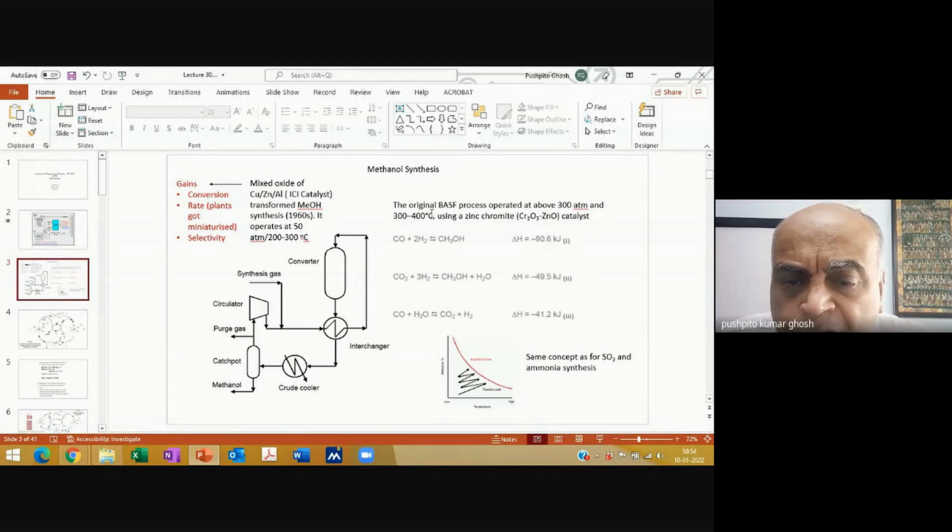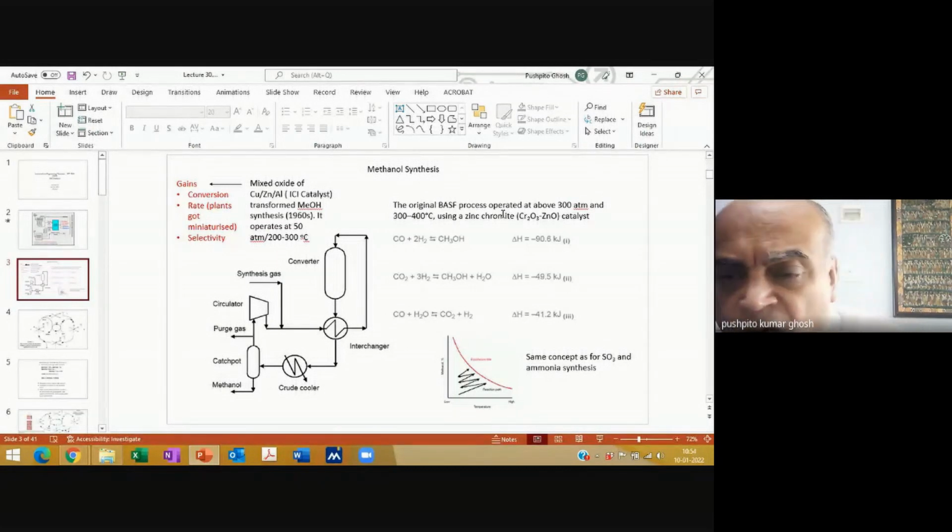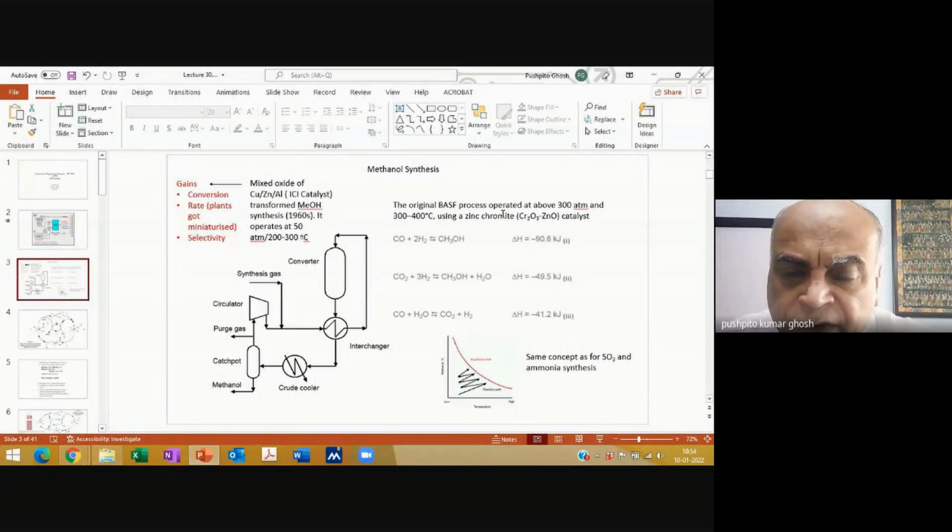So it was a very logical extension of that work to make methanol. The only thing is that they had to develop a catalyst, because obviously the catalyst for ammonia synthesis is very different from the catalyst for methanol synthesis. So obviously there was a huge amount of effort that went into inventing this particular catalyst.